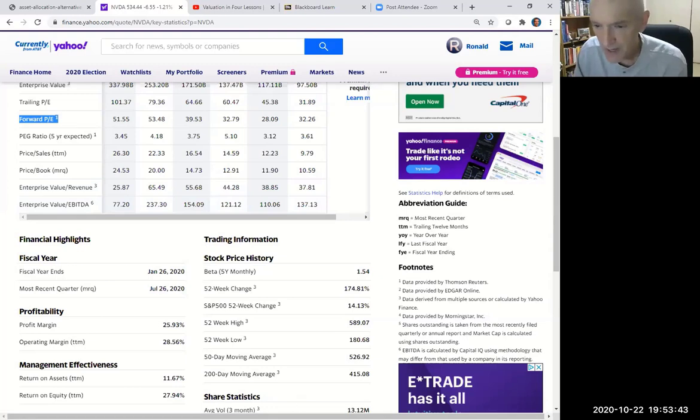All right, so if we take the forward PE, I'm going to calculate the number here. Y'all can probably already do it, but the forward PE of 51.55 divided by the PEG ratio 3.45, you get 14.94. That to me doesn't seem particularly unreasonable for NVIDIA. That seems reasonable.